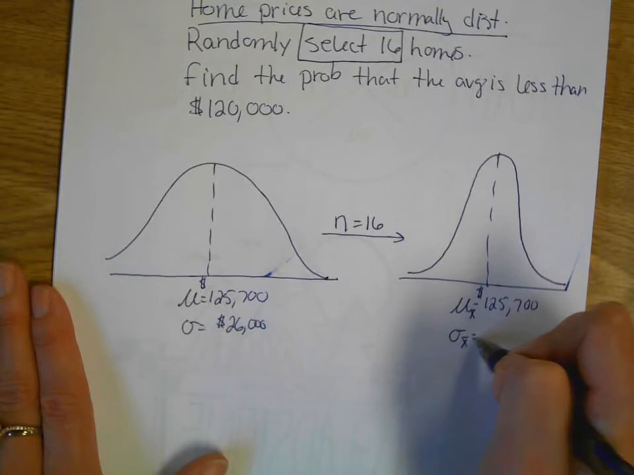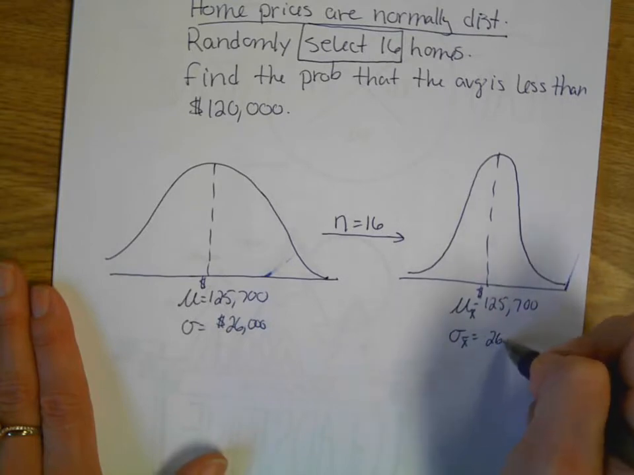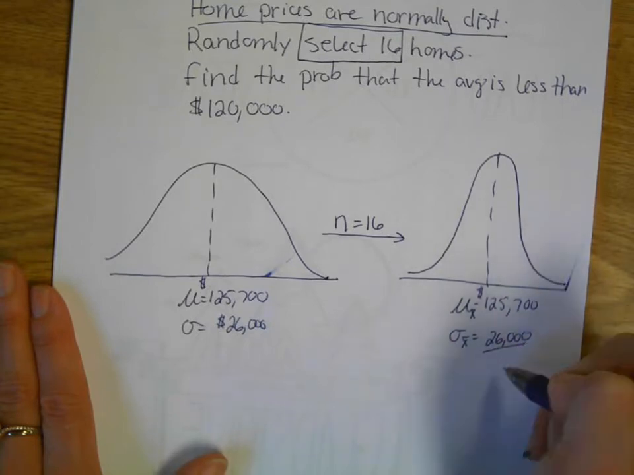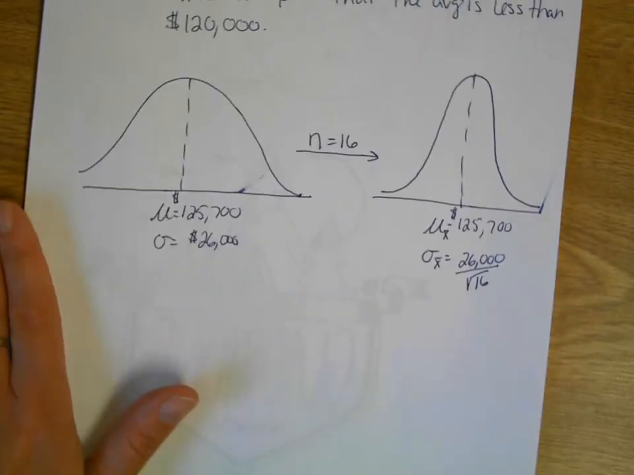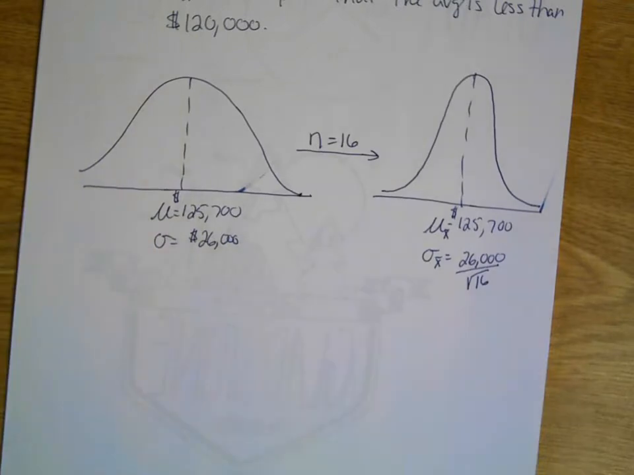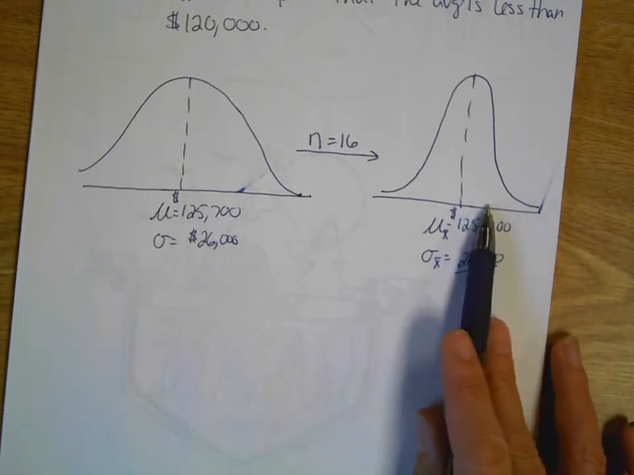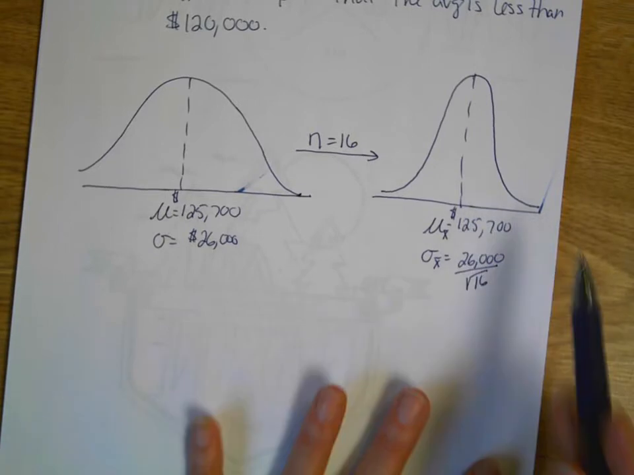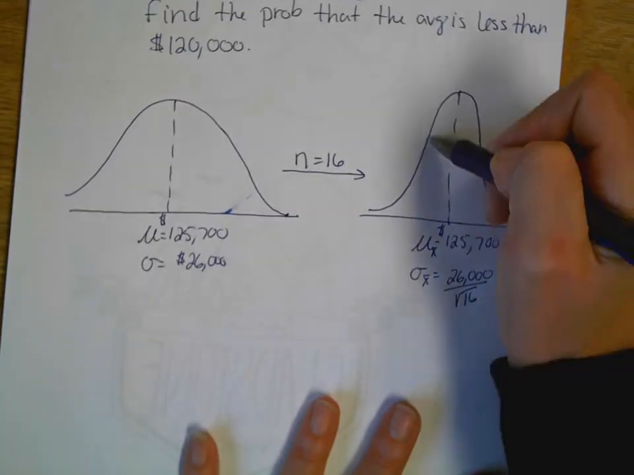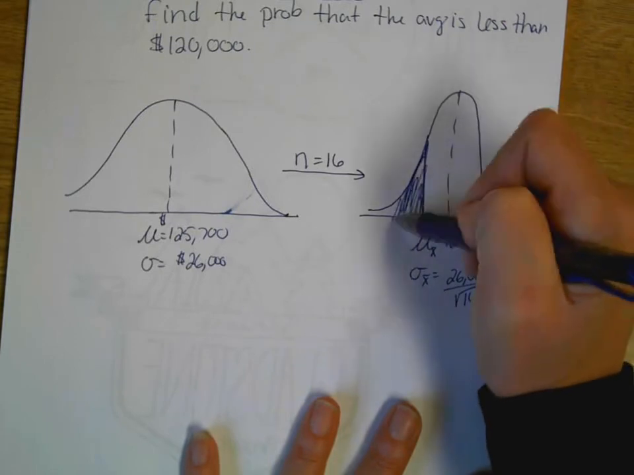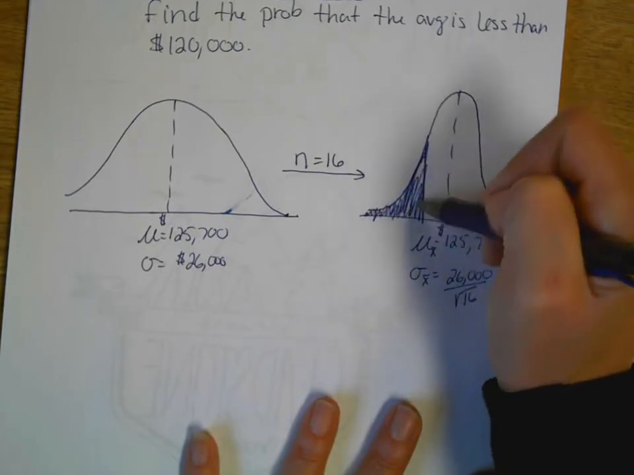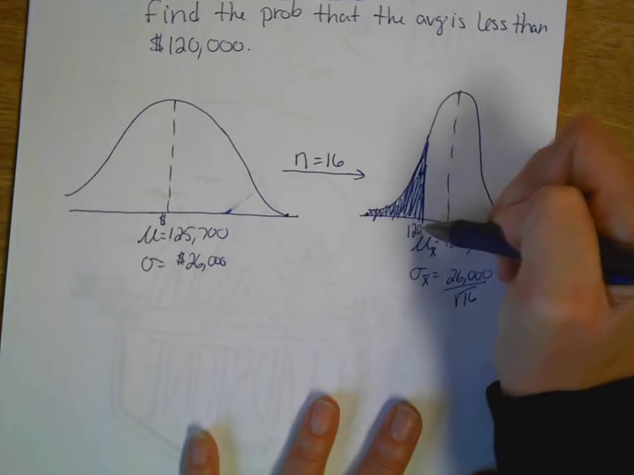Standard deviation gets smaller. Take the 26,000 and divide by the square root of 16. So I could have put a 4 down there. And now our probability question comes off of this graph here. It's the probability that the average is less than 120,000. So 120,000 is going to be back here, and we're looking to be less than, so we're looking for that area.